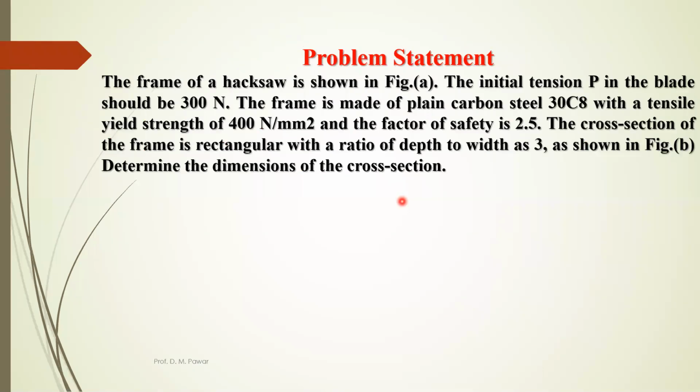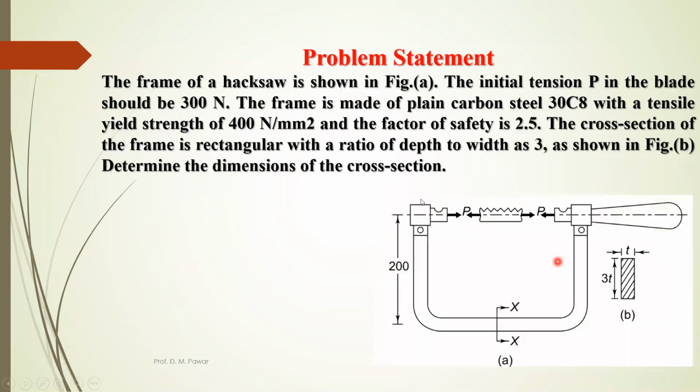So let us start with some numericals. Here is the problem statement. The frame of a hacksaw is shown in the figure. Here is the figure, the hacksaw frame. The initial tension in the blade should be 300 Newton. Here you can see the initial tension is to be provided to the blade of the hacksaw, so that initial tension must be 300 Newton.